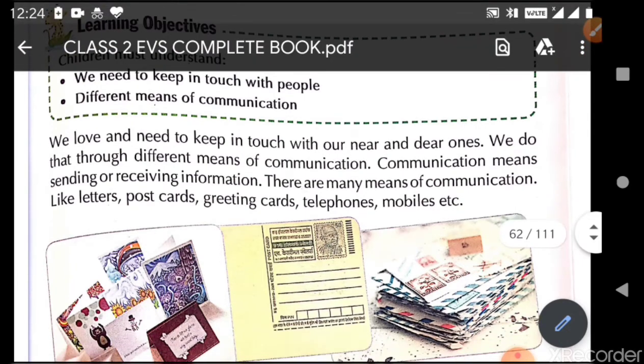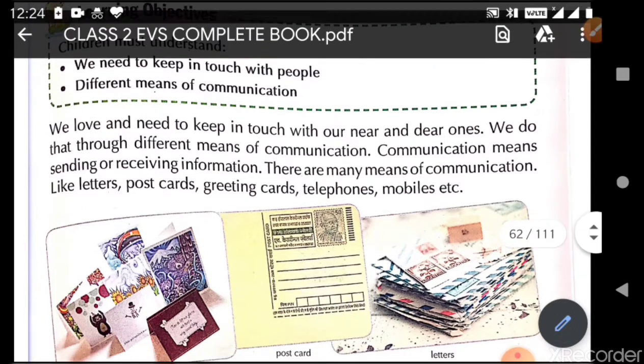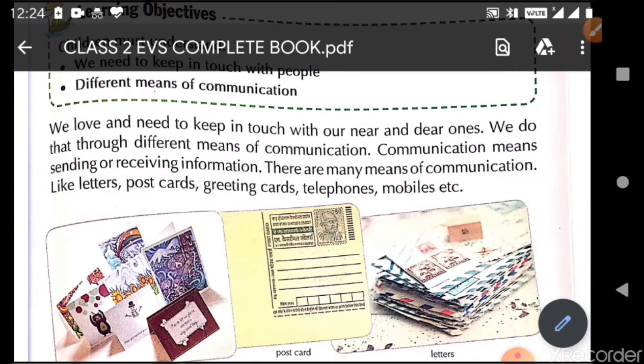Symbolic communication is conveying information or a message through symbols. The best example is traffic lights. A traffic light is there at crossroads. It does not say anything, but through the color of the light we understand what we are supposed to do. If the light is red, we are supposed to stop. If the light is orange or yellow, then we are supposed to wait. And if the light is green, then we are supposed to go.